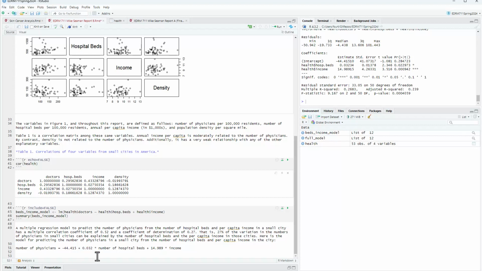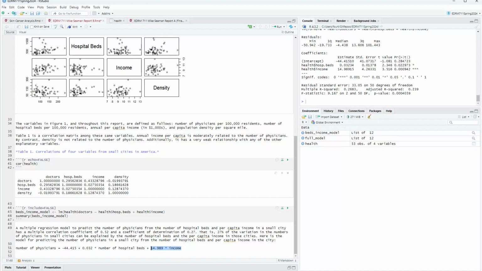And now let's add that little caveat. If we're holding the median income of the city constant. If you're changing to a city that has a different income, then we don't expect to have that same amount of change in hospital beds. So when holding the income constant.